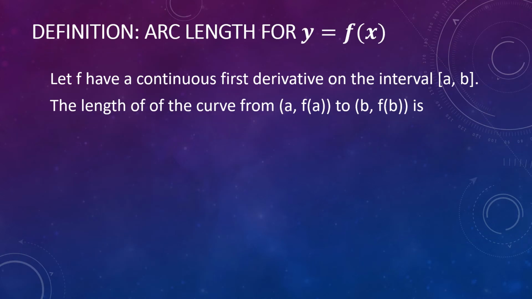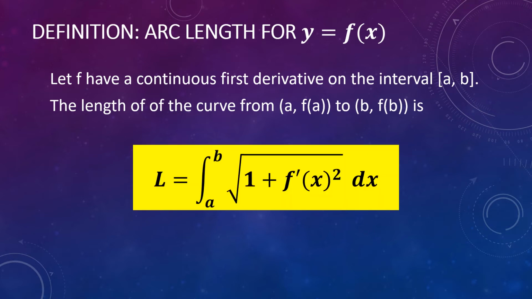So that brings us to the definition of arc length for y equals f of x. Let f have a continuous first derivative on the interval [a, b]. Then the length of the curve from (a, f(a)) to (b, f(b)) is L equals the integral from a to b of the square root of 1 plus the derivative of f of x squared dx.